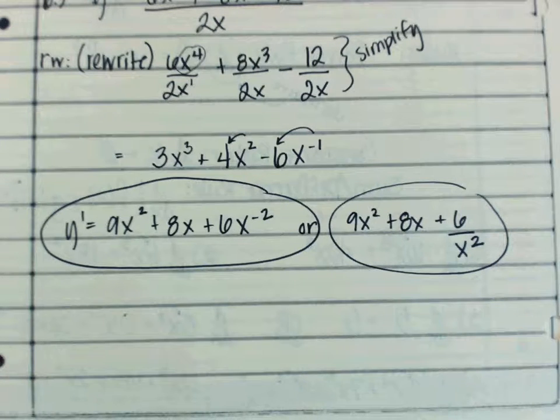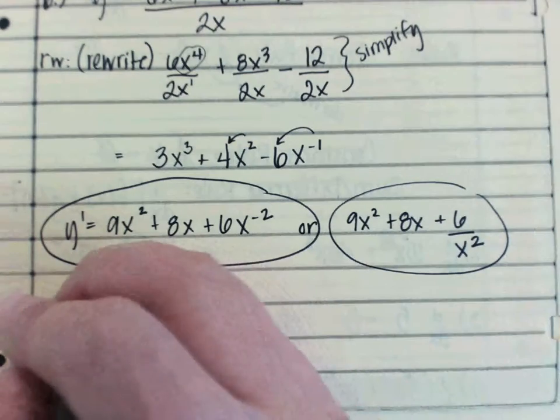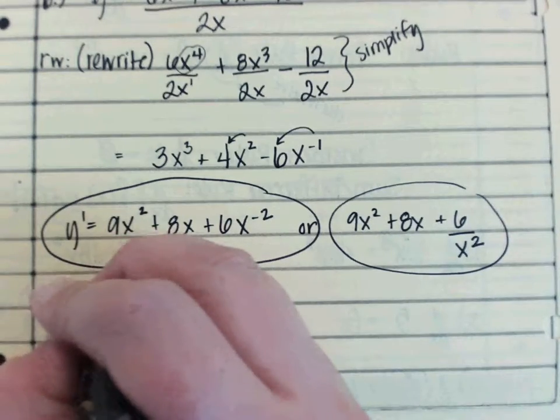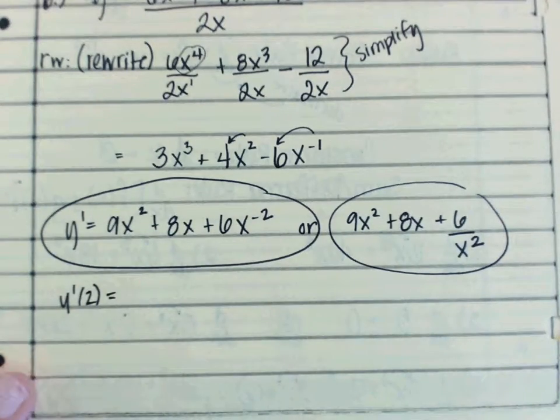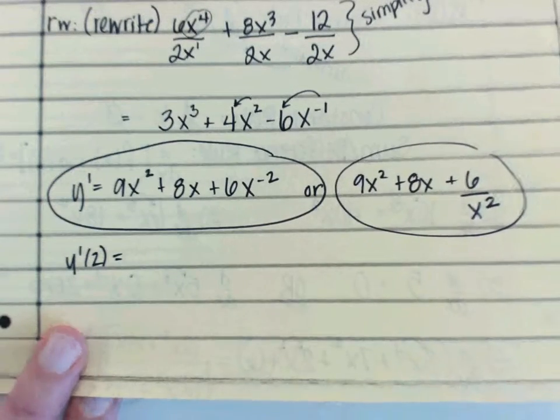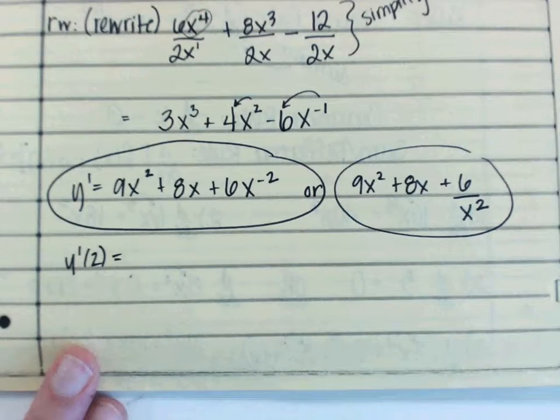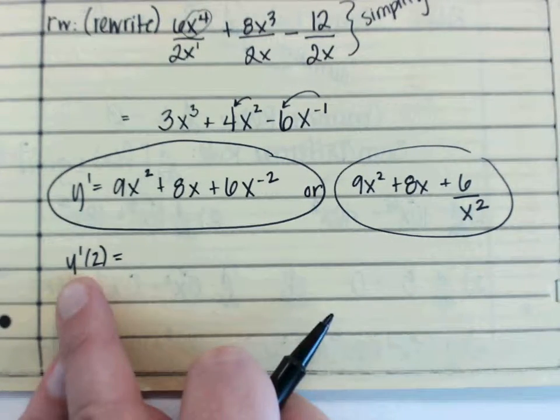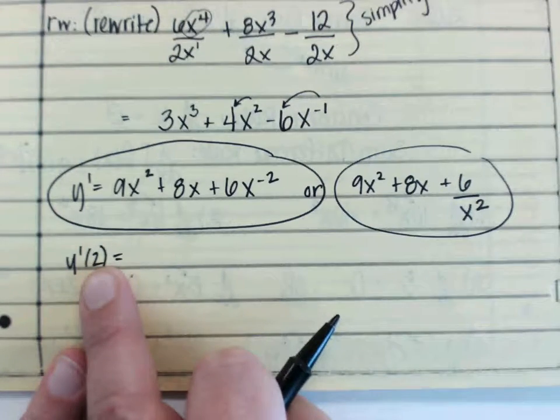Now, y prime stands for the equation for the derivative. You can also have a derivative at a point. So let's say that I asked you to find y prime at 2. What do you guess that means given what you know about functions? You're going to take y prime and do what? Plug in 2. Exactly right.